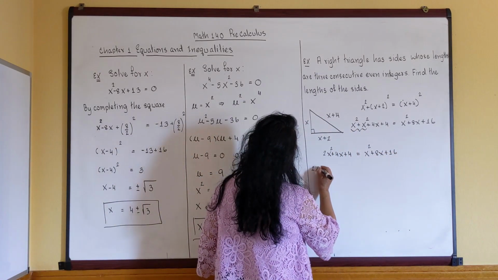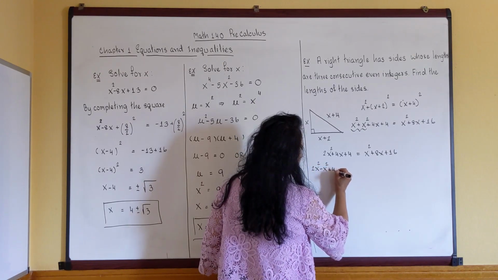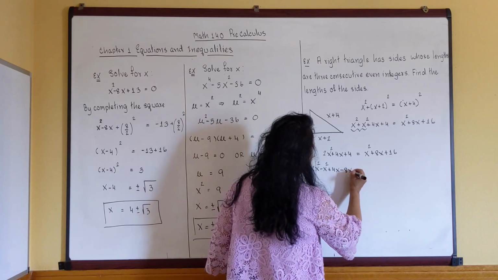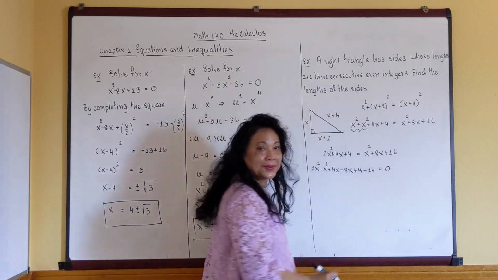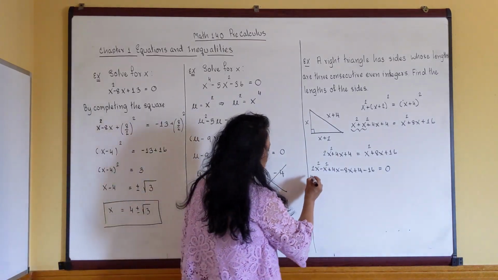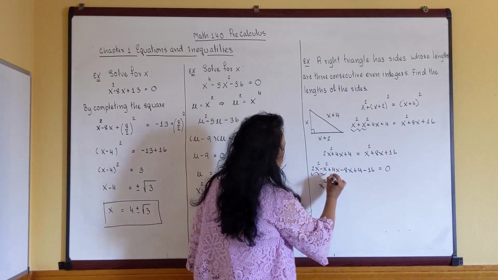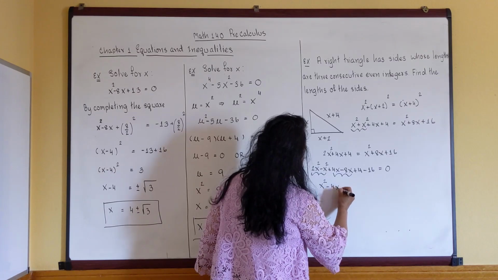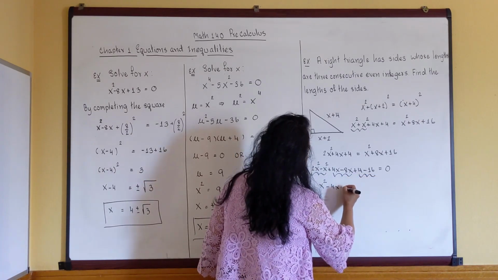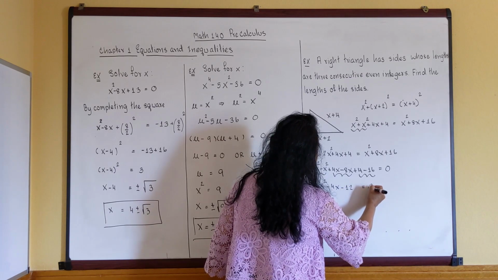So this is going to be 2x squared plus 4x plus 4 equal to x squared plus 8x plus 16. Set it equal to 0. So I'm going to have 2x squared minus x squared plus 4x minus 8x plus 4 minus 16 equal to 0. Combine like terms. Here I end up with x squared. Here I end up with negative 4x. And here I end up with negative 12 equal to 0.